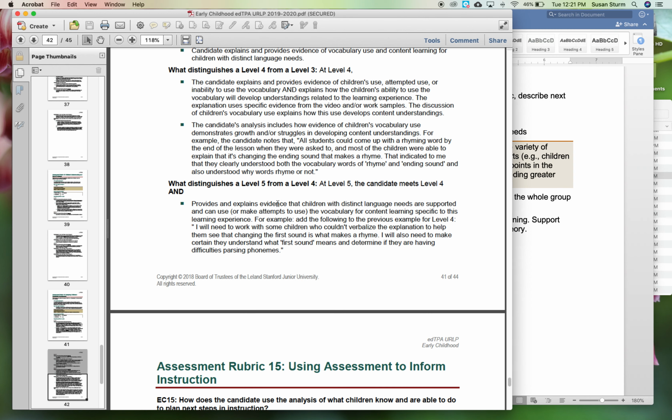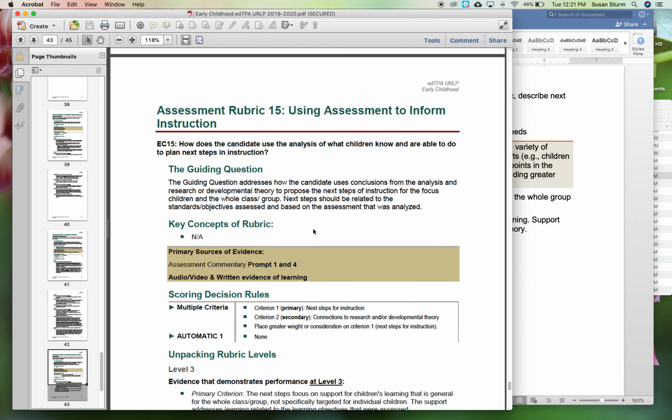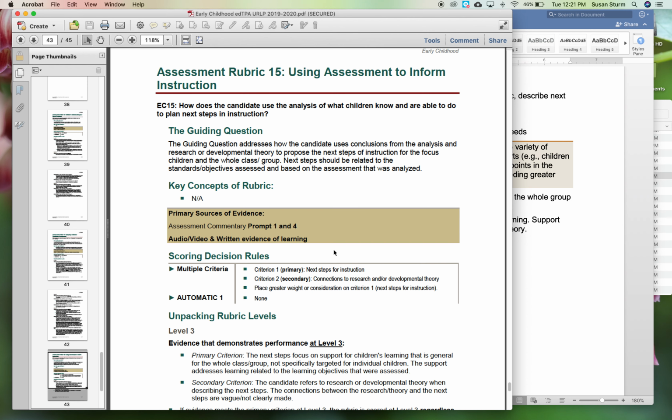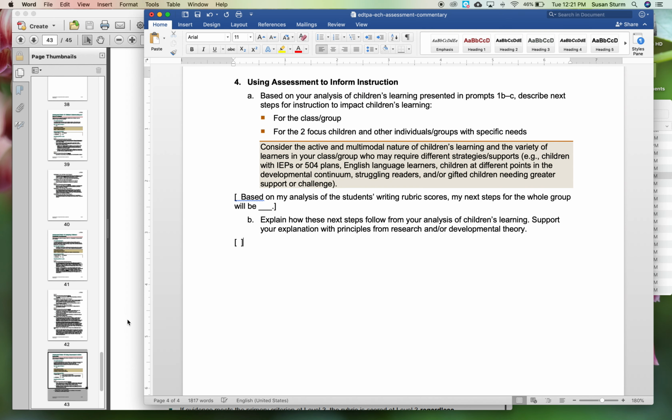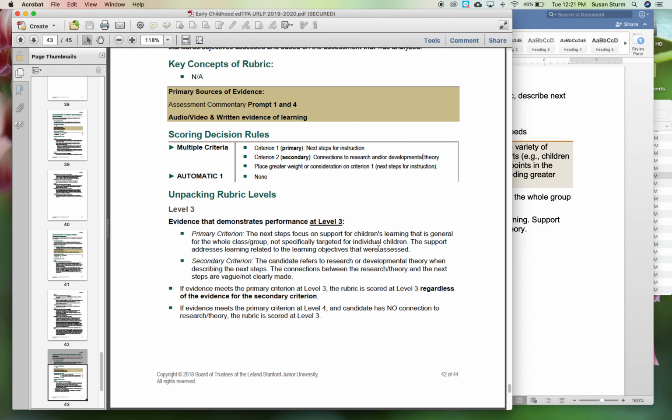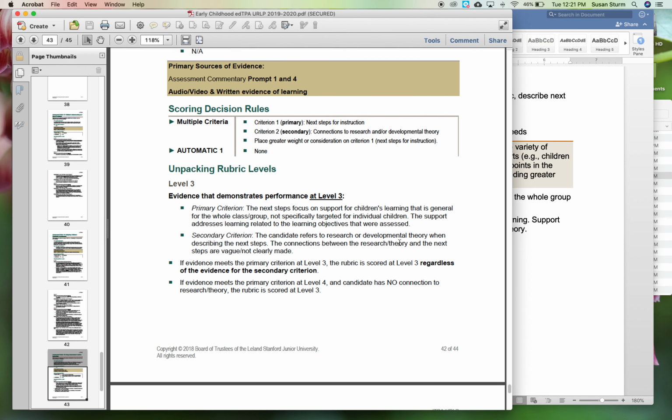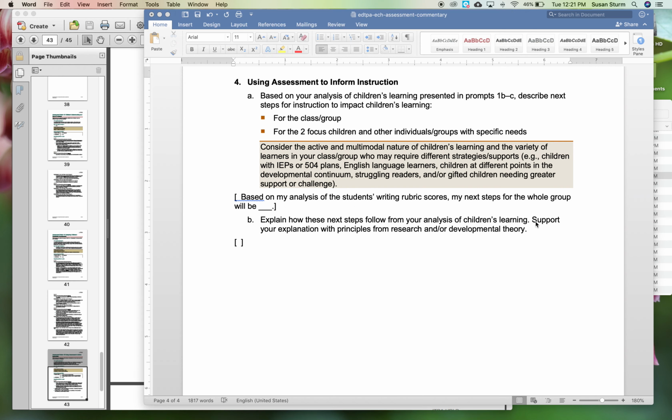Let's take a look at what the rubric says you need to do here. There are multiple criteria. The first one is that your next steps are clear, and the second one is connecting to research and theory down here in part B. At a level 3, the next steps focus on children's learning that's general for the whole class, not targeted for specific or individual children. So this would be just talking about the whole class. The support addresses learning related to the learning objectives that were assessed.